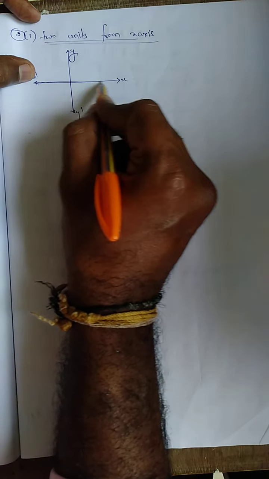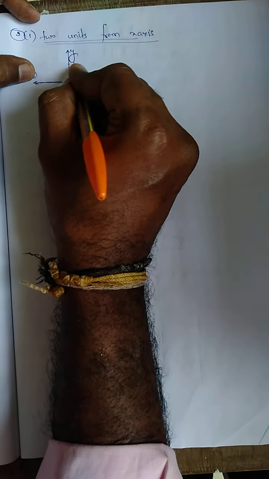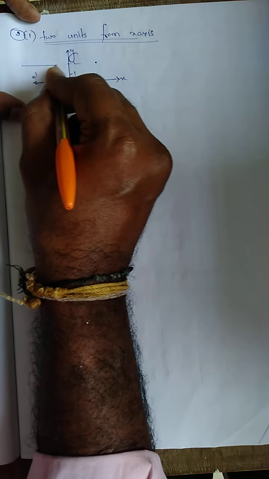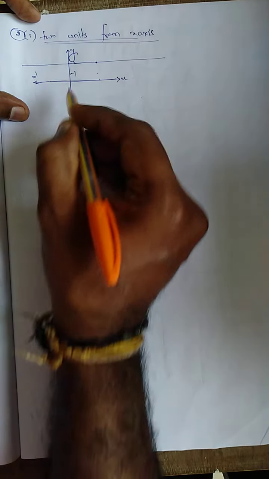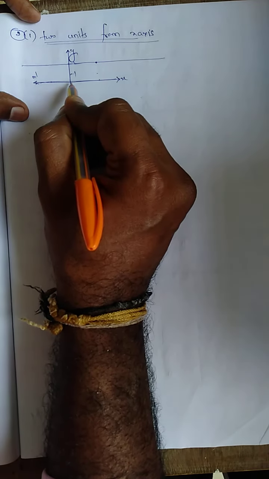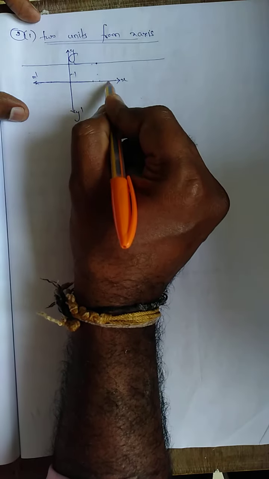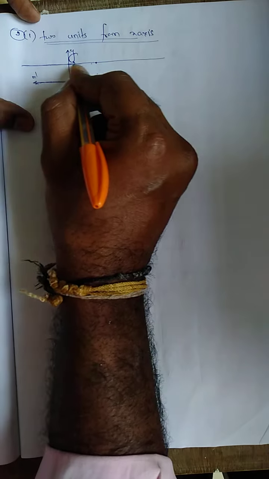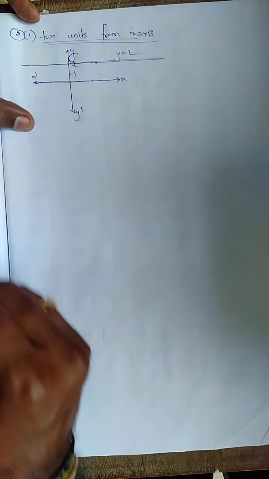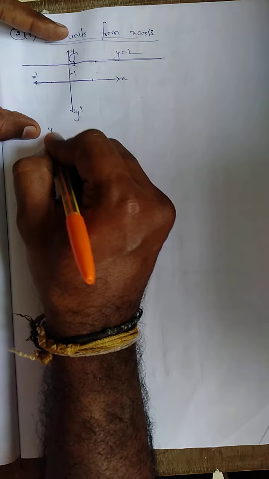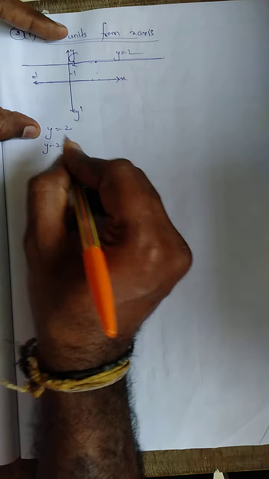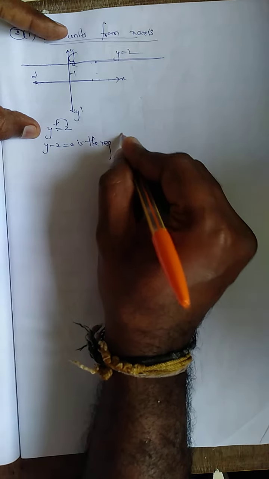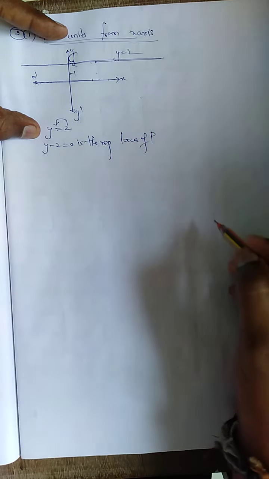This is the x-axis. 2 units means this first unit, the second unit, so 1 and 2. If I draw a line here, measuring from here to here, 2 units, 2 units from the x-axis. So this will be 2. We can write the drawn line equation as y equal to 2. Therefore, y minus 2 equals 0 is the required locus of P.